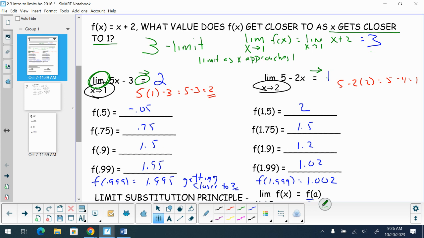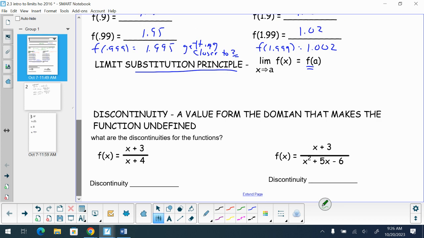But one way of finding what we approach is just plug it in. Okay, so that's one way of dealing with limits.